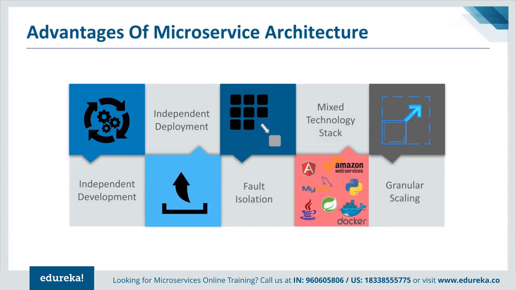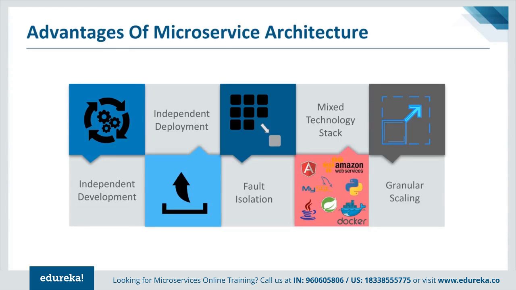Next is fault isolation. It is a very big advantage, guys. Basically, if a service goes down, it won't take the entire application down with it. For example, if my card service goes down, my entire application is largely unaffected. Unlike the monolithic architecture, where if one of my components goes down, the entire application fails to work. Next is mixed technology stack. Because of this feature, teams can pick any technology which fits best for their service.